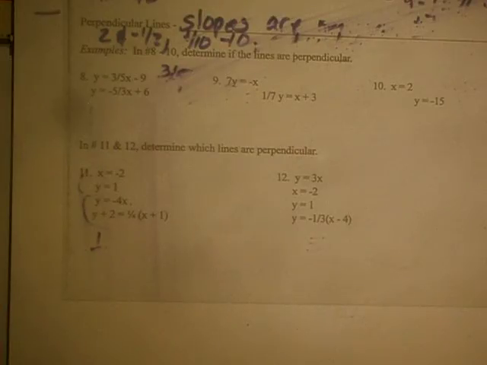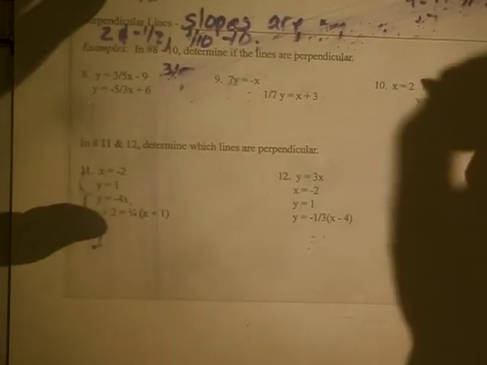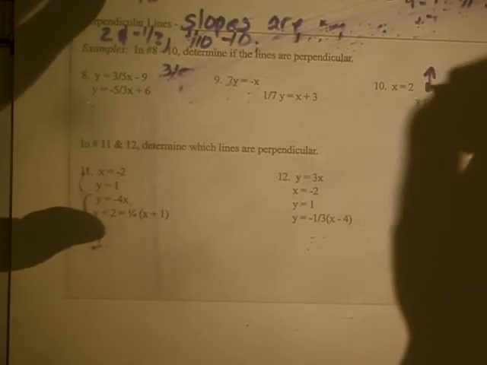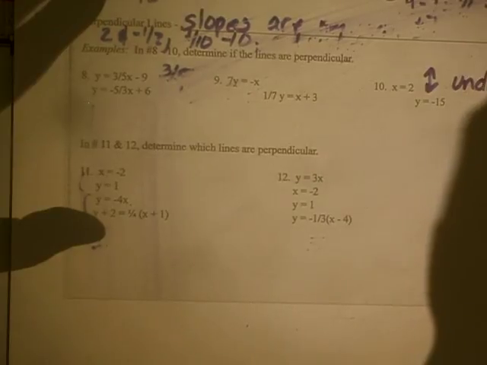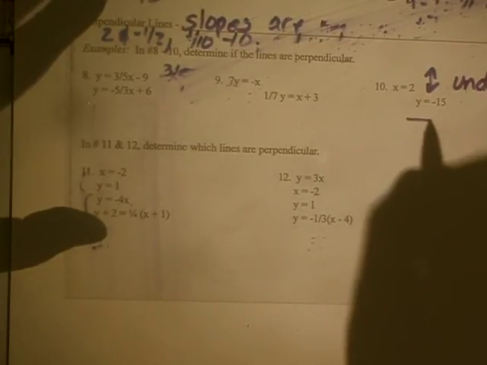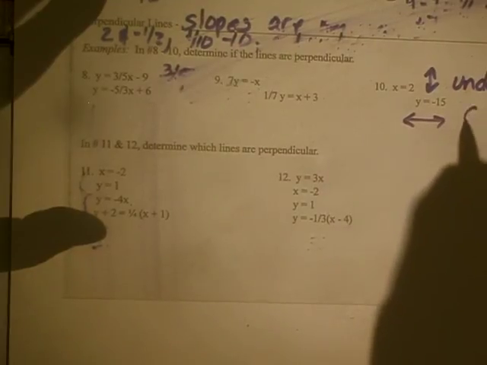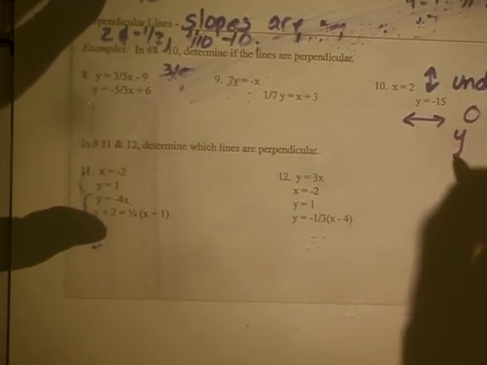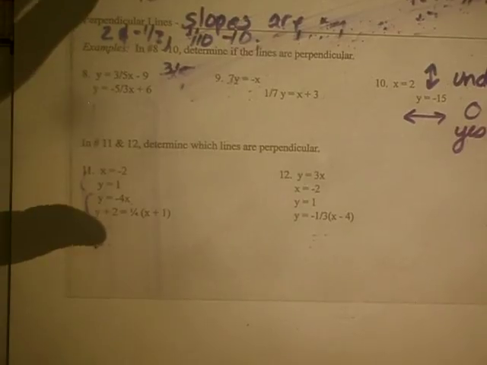Question number 10, we have the line x equals 2 and y equals negative 15. The line x equals 2 is a vertical line, and that slope is undefined. The line y equals negative 15 is a horizontal line, and that has a slope of 0, and those two are perpendicular.